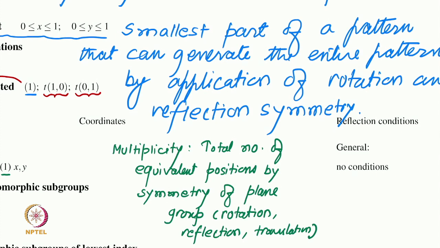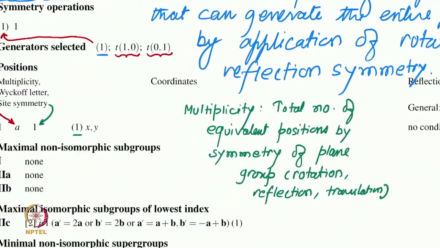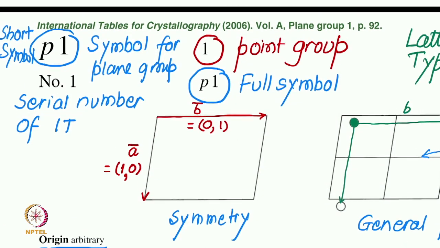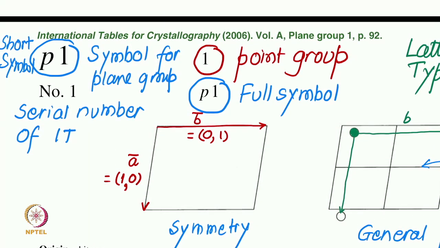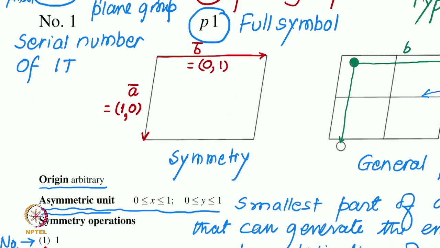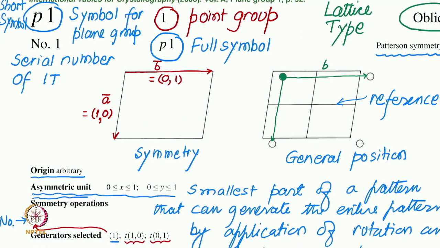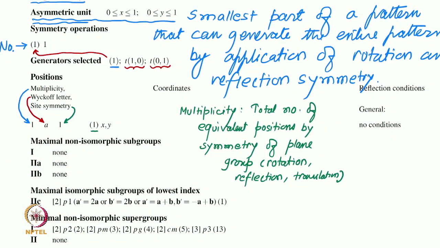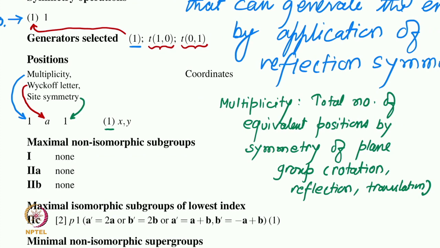So, symmetry equivalent, whatever may be the symmetry: rotation symmetry, reflection symmetry, translation symmetry. In this case, it is a very boring point group, a very boring plane group, it has no symmetry. But for the same reason it is very simple also, it does not have much to show, and many of the things come as trivial here, but we will look at them in more detail there.